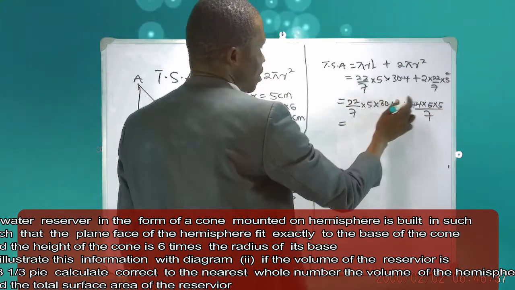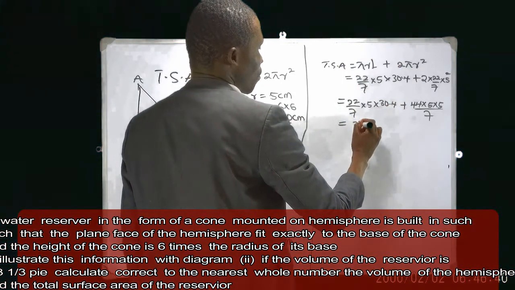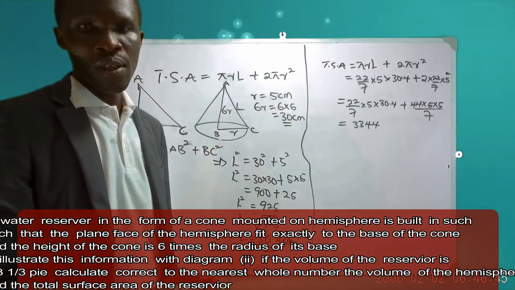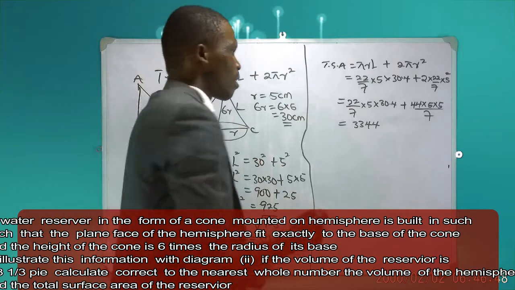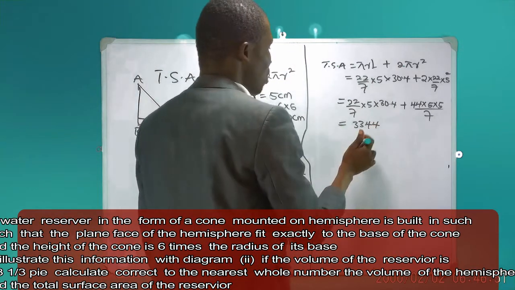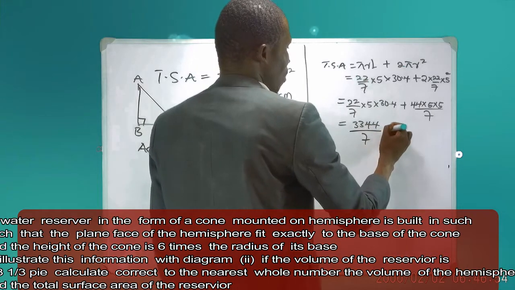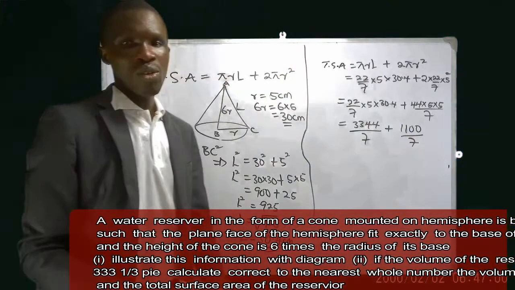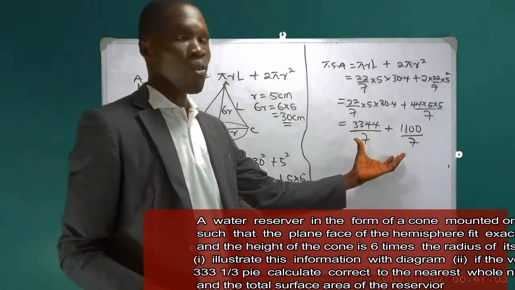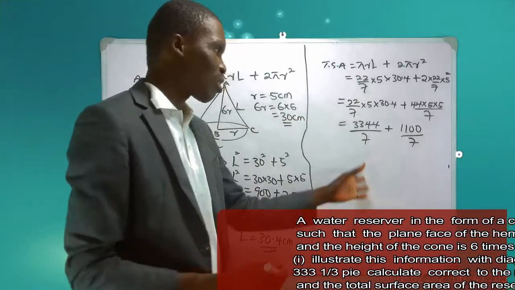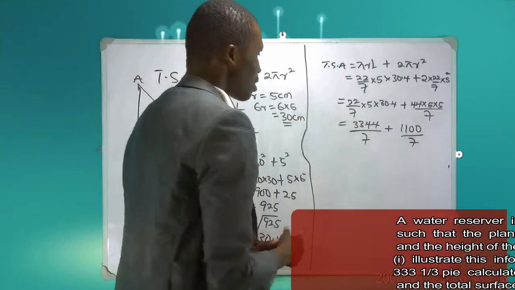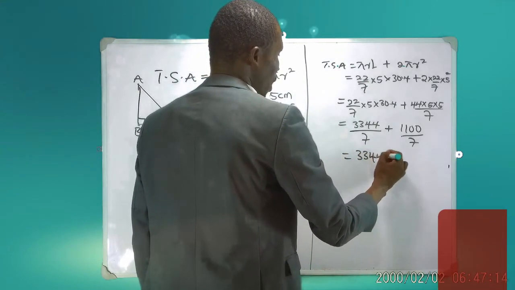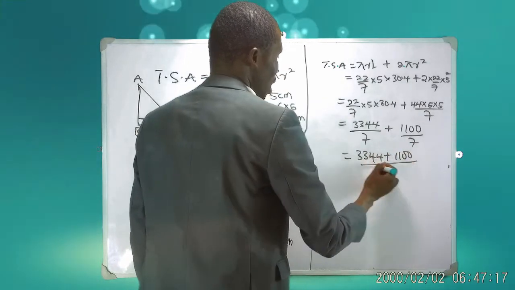So if we multiply this together, we are going to have 3344 divided by 7 plus 1100 divided by 7. You need to understand that this is addition of fractions, and when you have the same denominator, you just pick one of the two, then you add the numerators. So this will give us 3344 plus 1100 divided by 7.